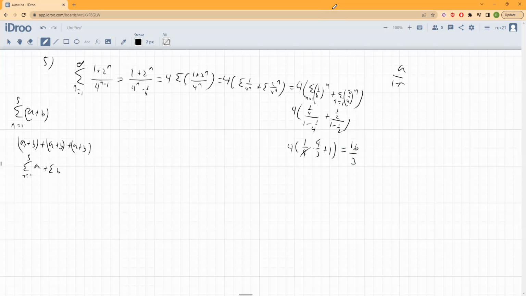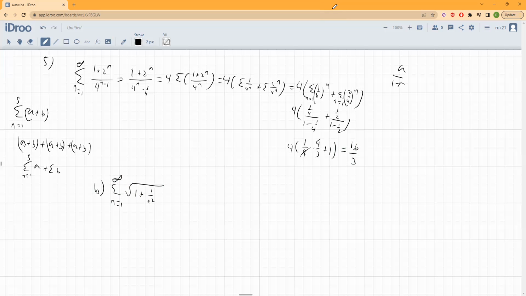Perfect. So then let's look at b. So b is the sum from n equals 1 to infinity of the square root of 1 plus 1 over n squared. Now, this doesn't converge.